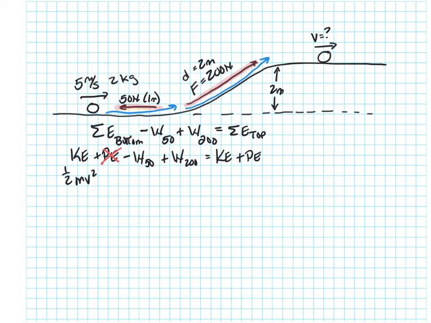1/2 mv squared minus the work of the 50. Whoops, let's undo that. That's going to be F50d for the 50, plus whatever the force is here times the distance of that 200 Newton force. And that equals 1/2 mv squared at the top plus mgh at the top.